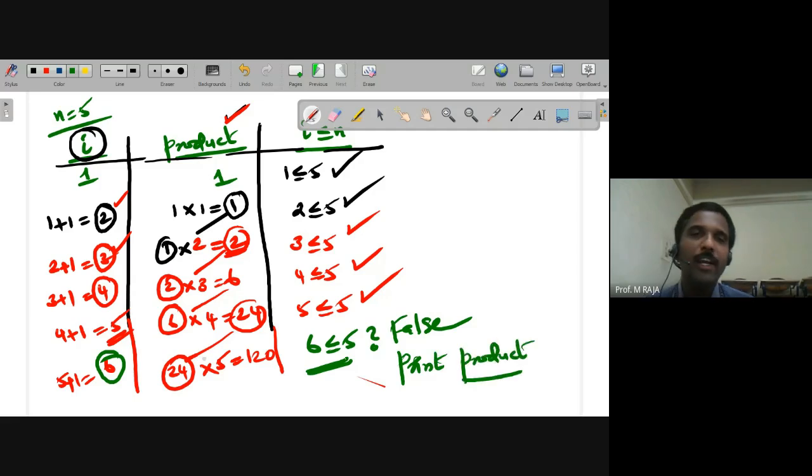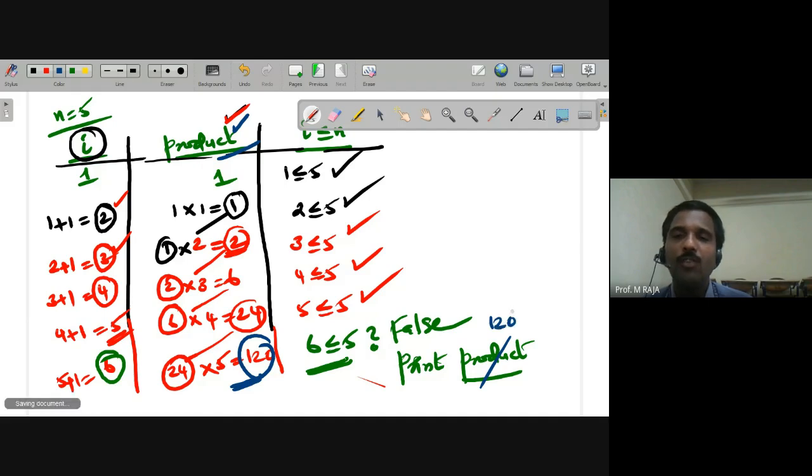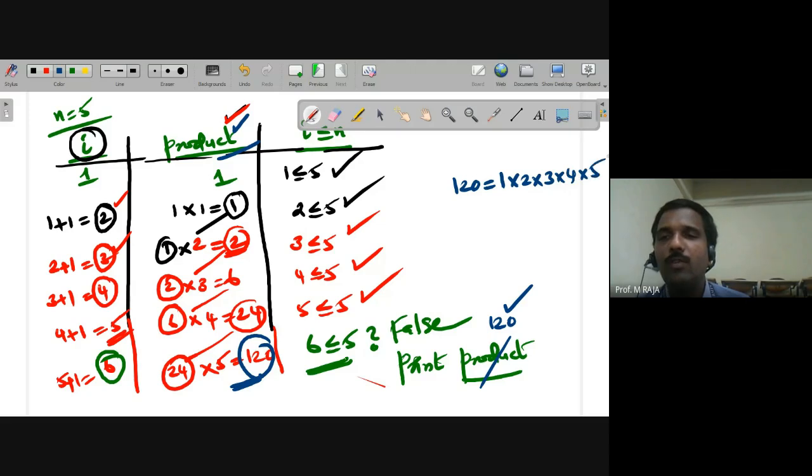product. What is the current product? This is the updated value of variable product. Product currently holds the value 120. So print 120. But actually what is 120? 120 is 1 into 2 into 3 into 4 into 5. That means this is the value 5 factorial.